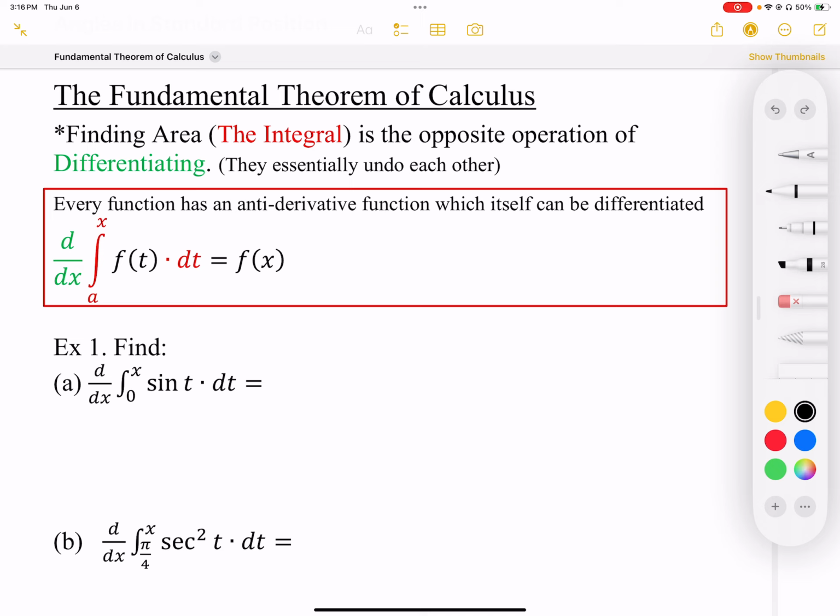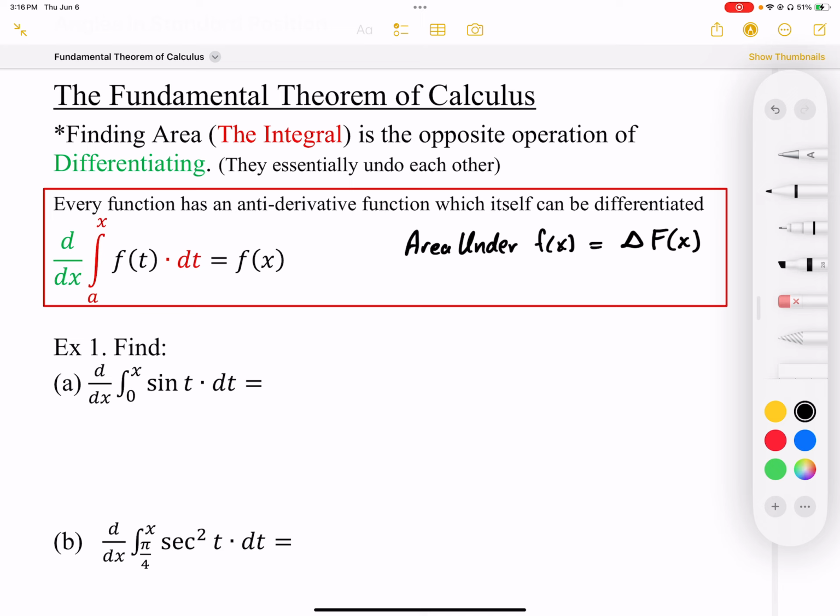The other part of the fundamental theorem of calculus, or part two, would be that the area under the curve represents the displacement on the antiderivative. So if I can write it this way, the area under F is the same as the displacement on the antiderivative function.